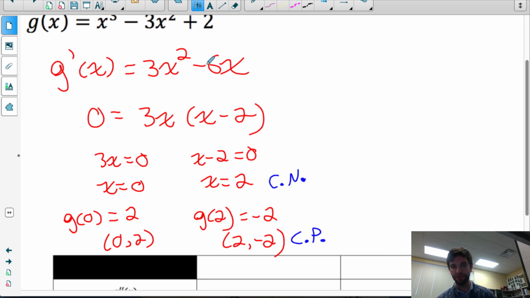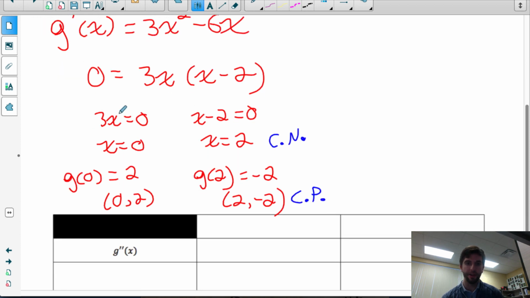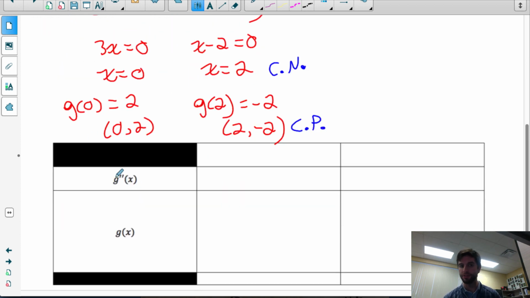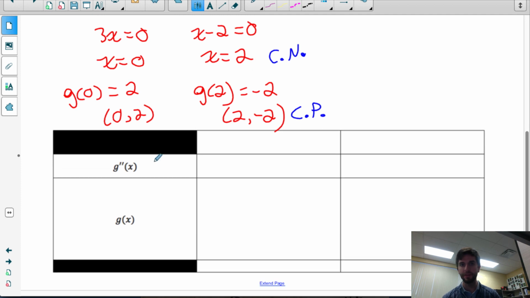So what we're going to do is the second derivative test to check. I've set up a table here for this. We don't have to do a table, but it's a nice way of organizing it. So I've got my two critical numbers, 0 and 2. And what I'm going to do is check in the second derivative what is the sign of the second derivative at those x values. So how is that going to help me?